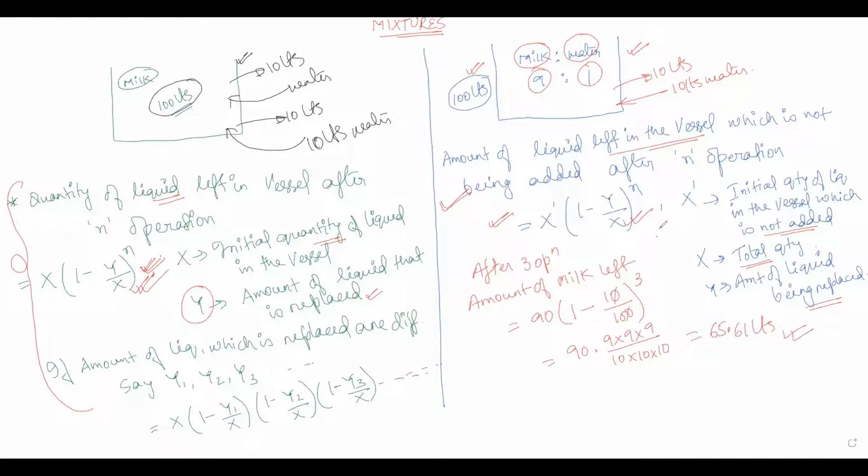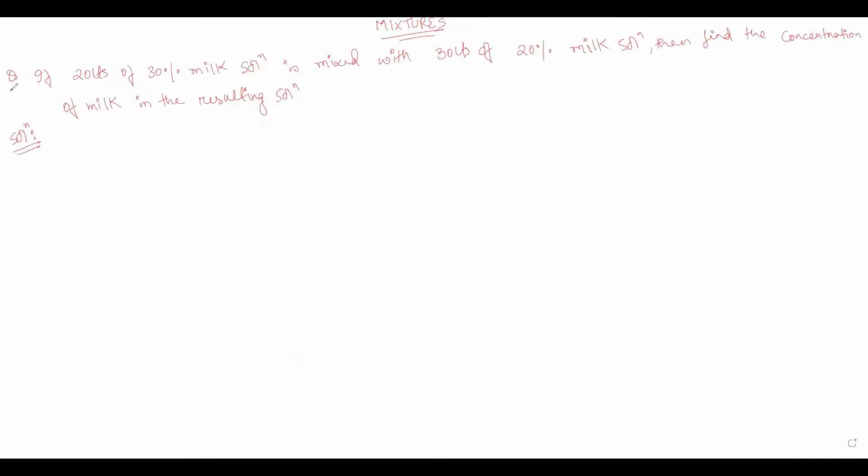So now let us see some questions based on the concepts we have learned. Okay, so let us start with this question. If 20 liters of 30% milk solution is mixed with 30 liters of 20% milk solution, then find the concentration of milk in the resulting solution. So that means we need to find the percentage of milk in the resulting solution.